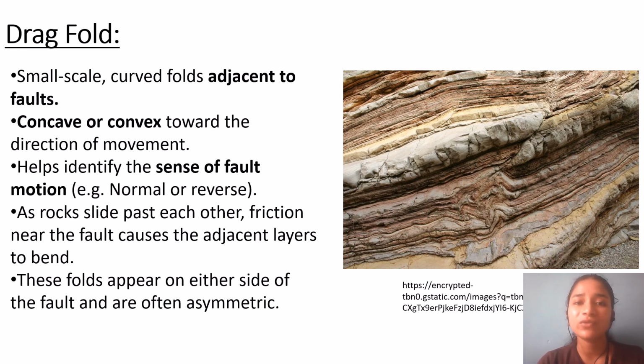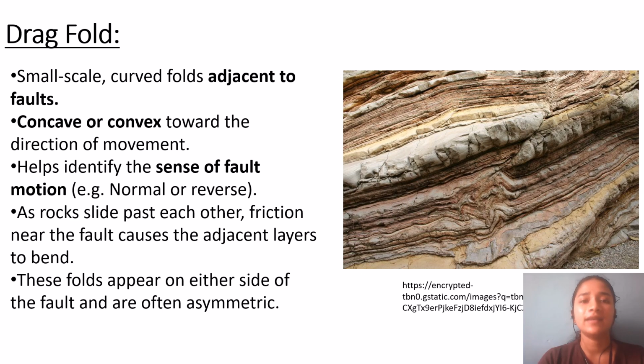Notice how these folds can be either concave or convex, that is, curving inward or outward. And the direction of this curvature actually tells us something really important, that is, the sense of movement along the fault. By observing the shape of the drag fold, we can often determine whether the fault is a normal fault, where the hanging wall moves down relative to the footwall, or a reverse fault, where the hanging wall moves up.